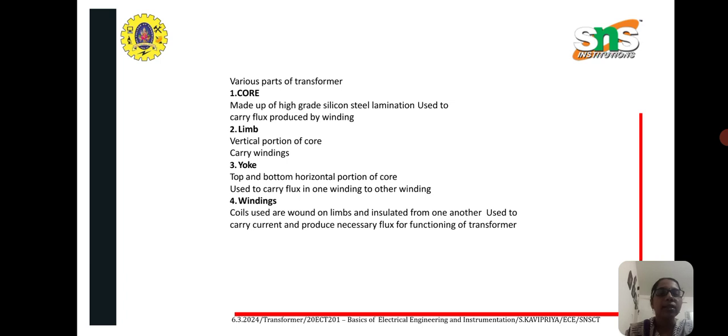Next is the winding. The coils used are wound on the limbs and they are insulated from one another. They carry the current and produce the necessary flux for the functioning of the transformer. So flux is produced by the winding. The winding is wound over the limbs.